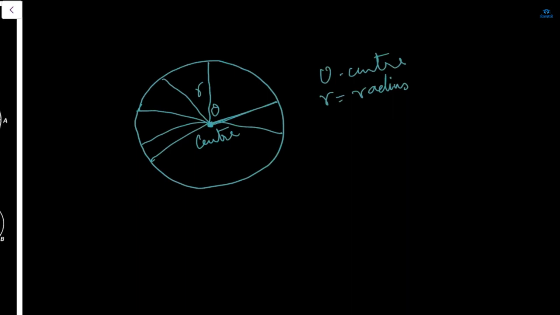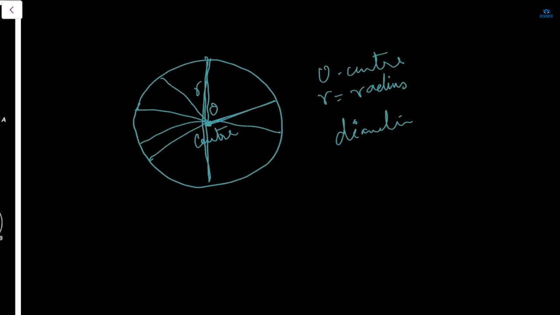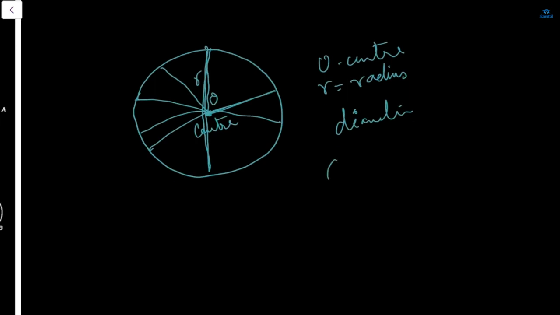And the longest radius is the diameter. Diameter is the longest radius, and it cuts the circle into two equal parts. What does the diameter do? The diameter cuts the circle into two equal parts. Now you may have come across concentric circles. Concentric circles are nothing but circles whose centers are the same. Two circles, three circles you can call concentric if the center is the same.